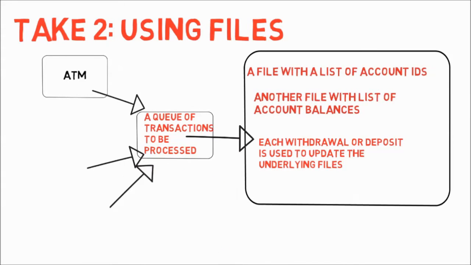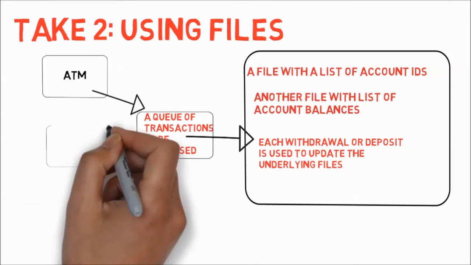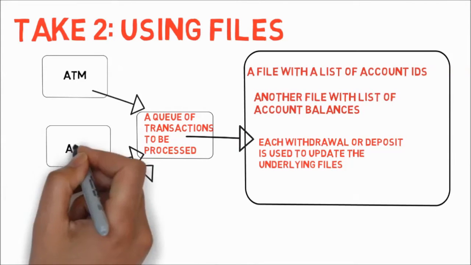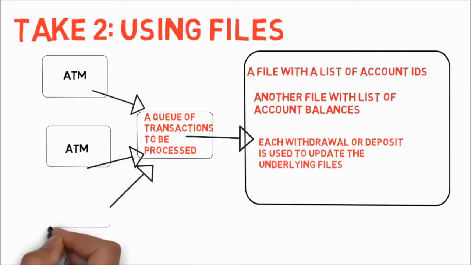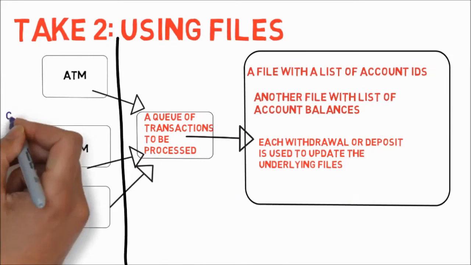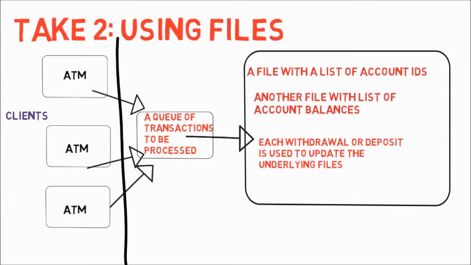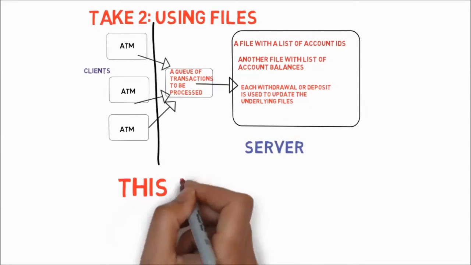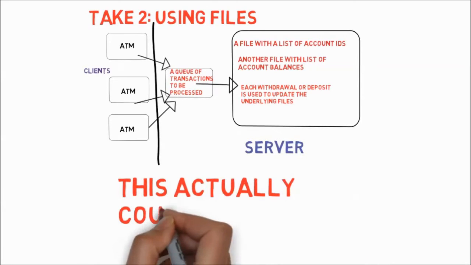So there is a program which keeps looking at this queue, processing the transactions and using them to update the files. Now, there is not just one ATM as we discussed, there are thousands of ATMs sending messages to this queue. They are sending details about transactions, withdrawals, deposits, the amount, and which account needs to be debited or credited. The queue is a combined queue for all of the ATMs. All of these ATMs that are sending these messages are called clients, and the file system where the messages are processed is called the server. So this actually might work.